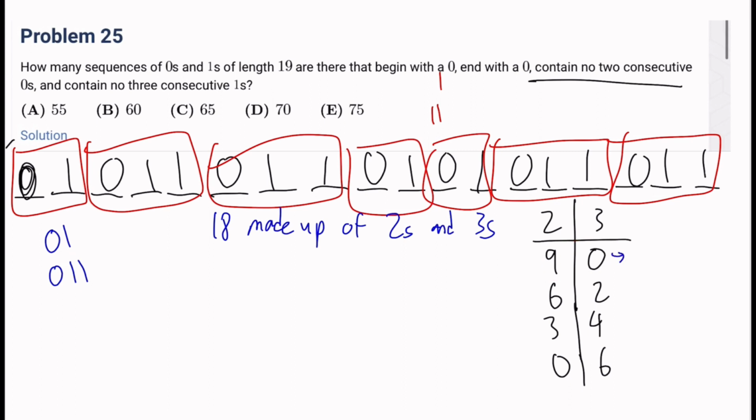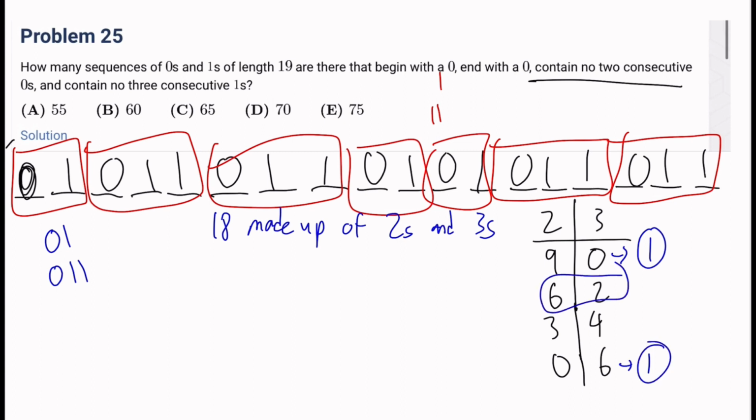Because that would be just like 0, 1, 0, 1, 0, 1, 0, 1, all 0 1s, right? So this will just give one possibility. Same thing for 0, 6. This will give only one possibility, because it will just be like 0, 1, 1, 0, 1, 1, 0, 1, 1, like that till the end. So that's just one possibility.